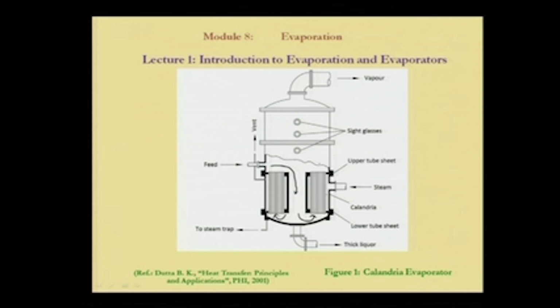Then the thick liquor will come like this through the hollow, the liquid will flow like this, and then it will go to the tubes, and finally the thick liquor will be drained out from here. So, this is what is being done in the case of a short tube or calandria type of evaporator.